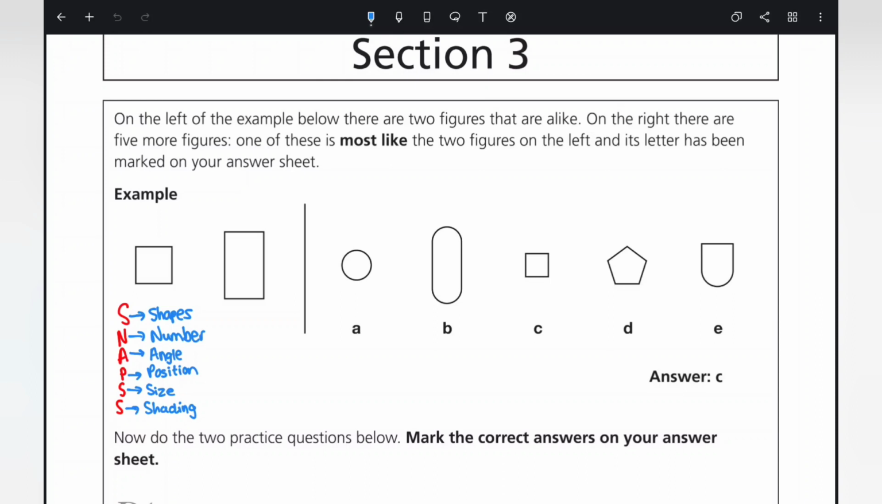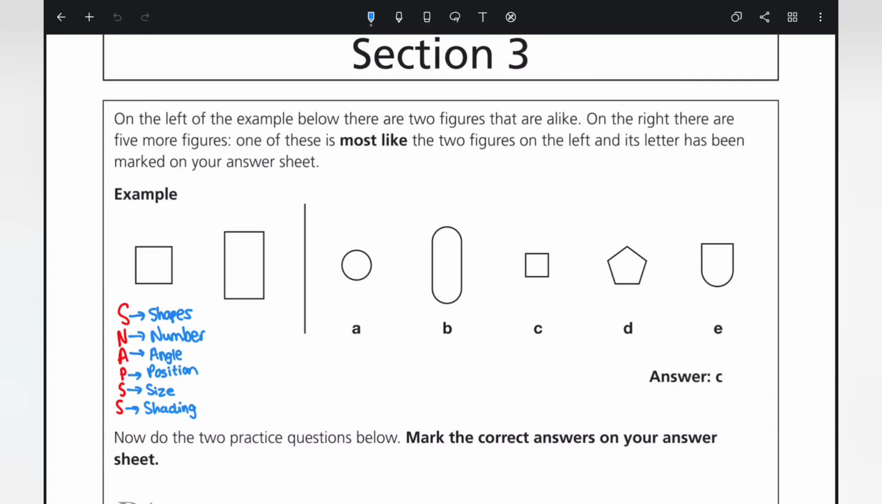This is an acronym that we have covered in the previous video. SNAPS stands for the following. S is for shapes. You look at the shape and see if there's a pattern, if there's a difference. N is number. Look at the number of lines, the number of dots. A is angle. Look at the angle. Which angle is it going in? Is it going in a certain angle, and is it consistent?